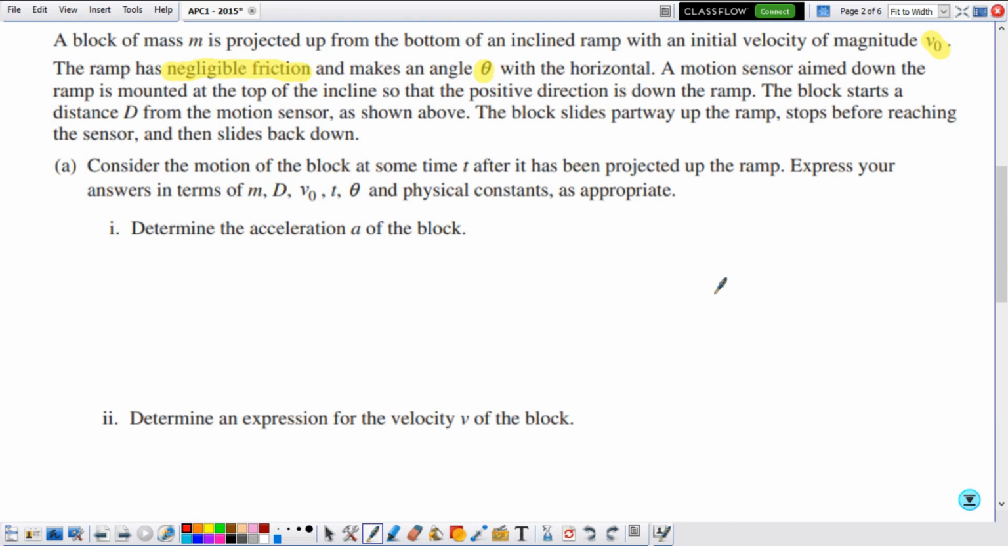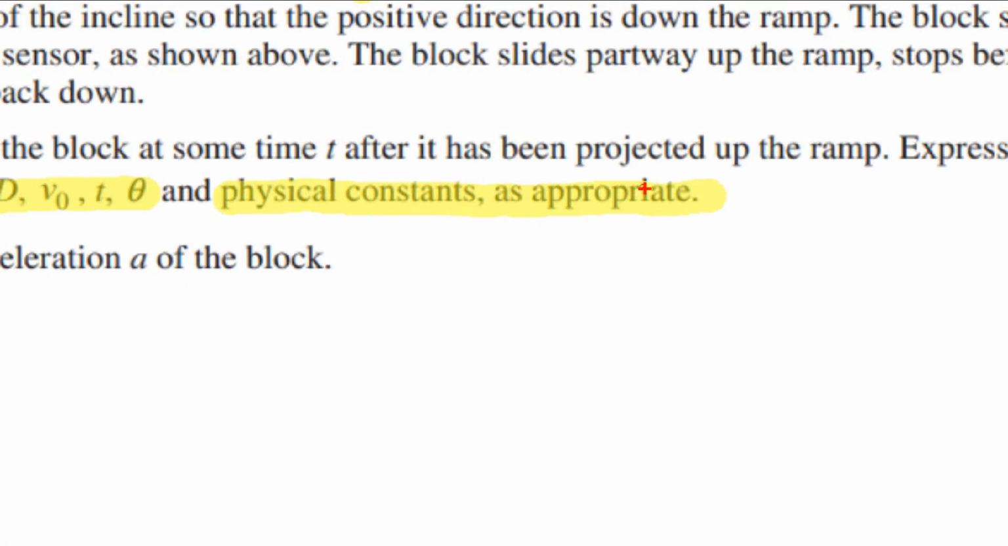Now part A, consider the motion of the block at some time t after it has been projected up the ramp. Express your answer in terms of m, d, v0, t, theta and physical constants as appropriate. So in the following parts, whenever we determine an expression, we need to make sure that it is expressed in terms of these and physical constants as appropriate. A perfect example about this one would be the gravitational field strength g.